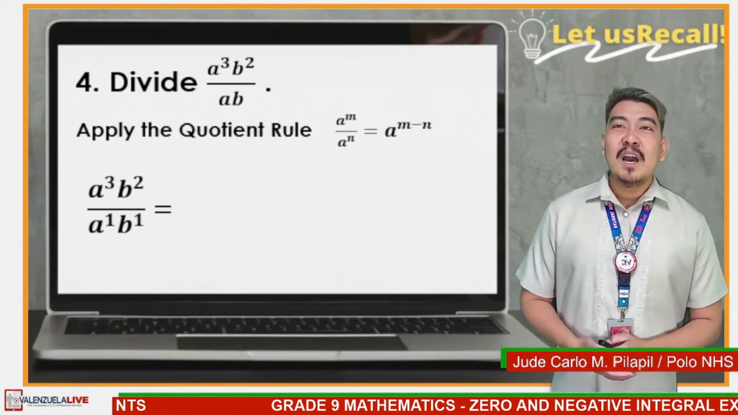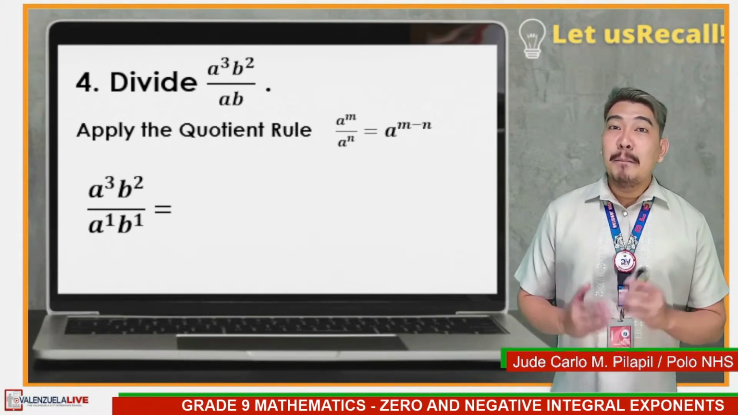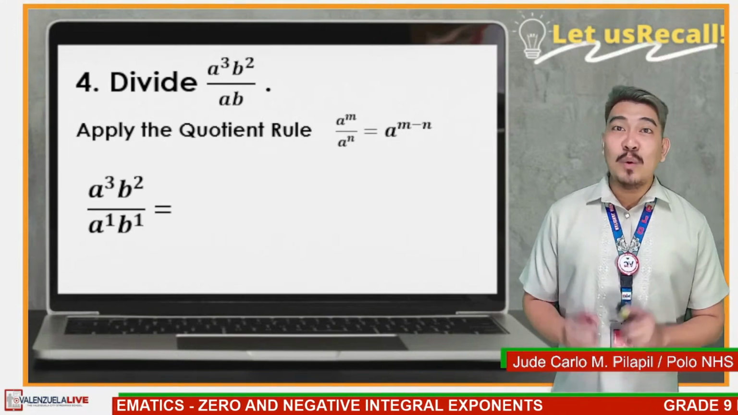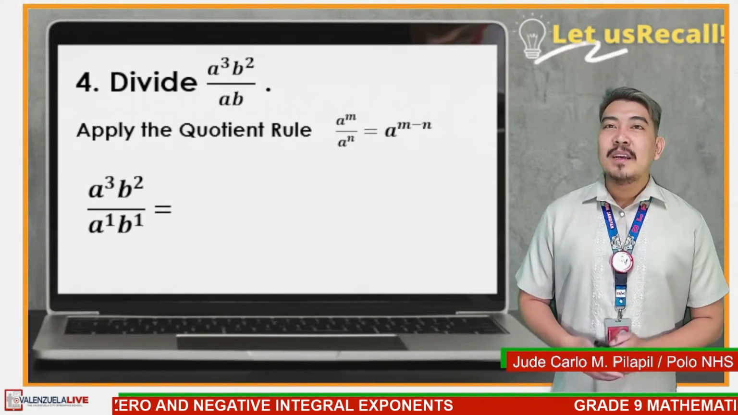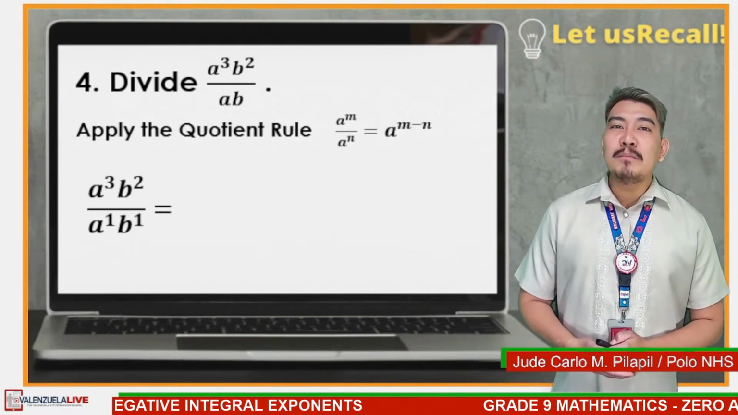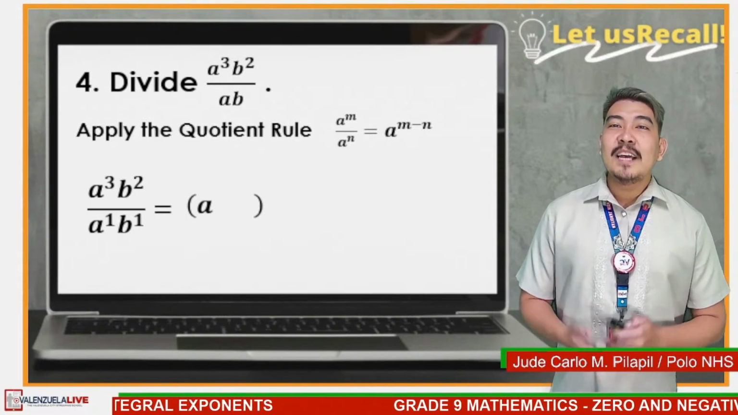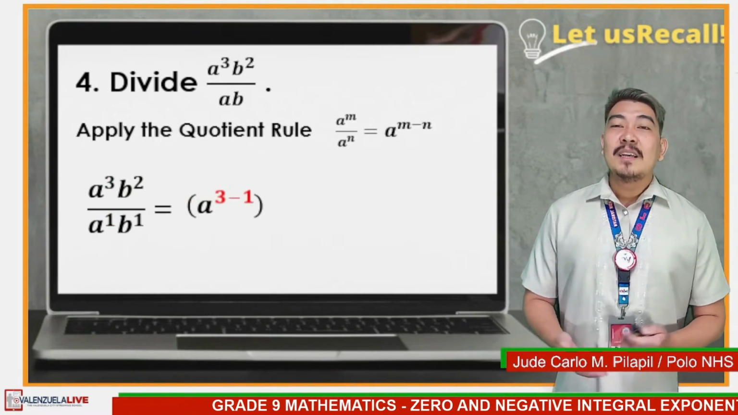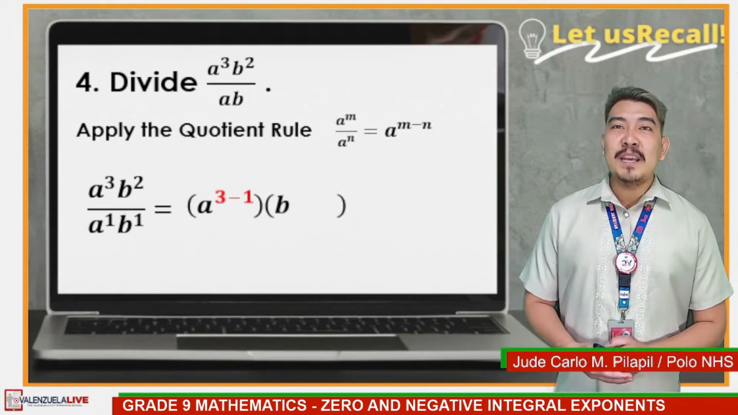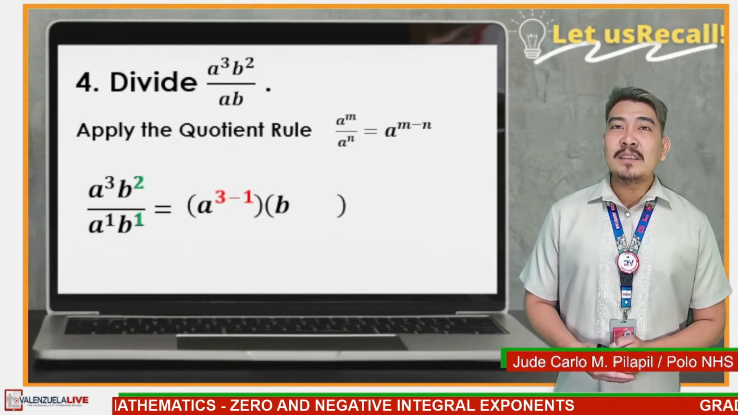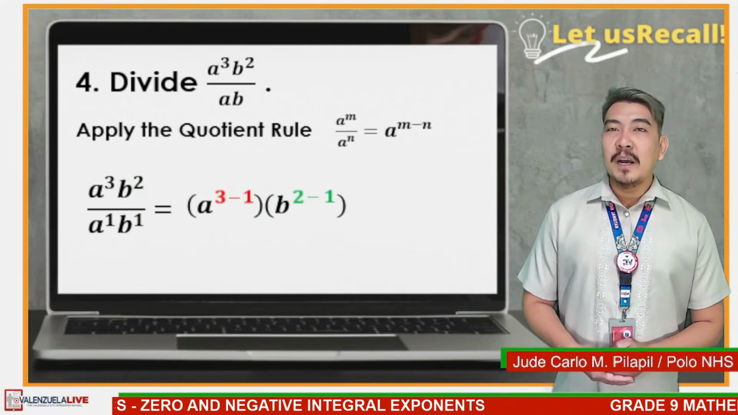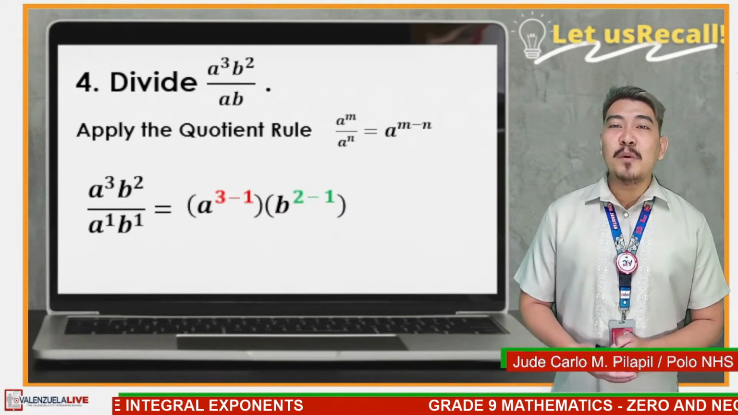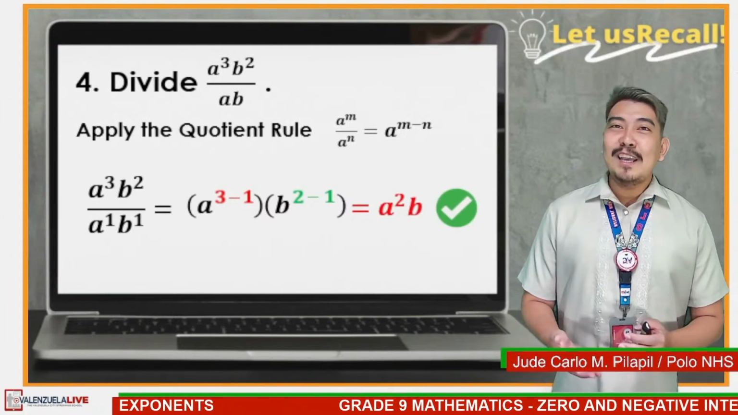In our case, we rewrite the expression by putting exponent 1 to both a and b in the denominator to avoid confusion. Then, we copy the first common base a, then subtract the exponents. We have 3 minus 1. Same process will be applied for the second base b. Subtract the exponents. We have 2 minus 1. If we are going to perform the indicated operations in the exponent, the result will now be a squared b.